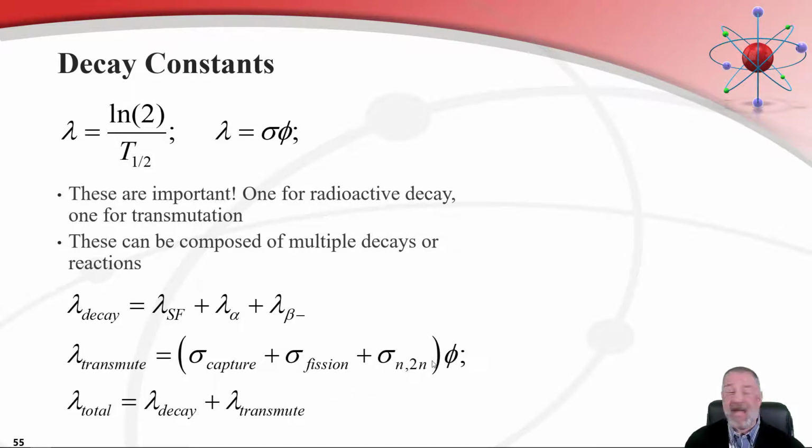And then, of course, we have to have our phi, or the number of neutrons present, in order to cause all of those reactions. And then finally, our total constant is just the sum of our production constant and our decay constant.